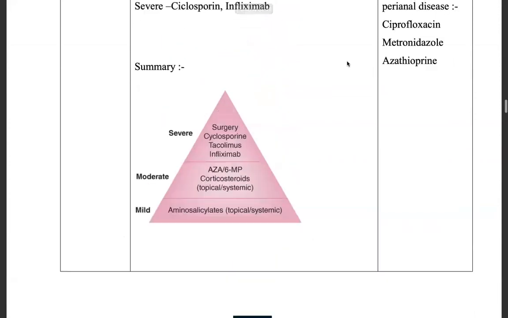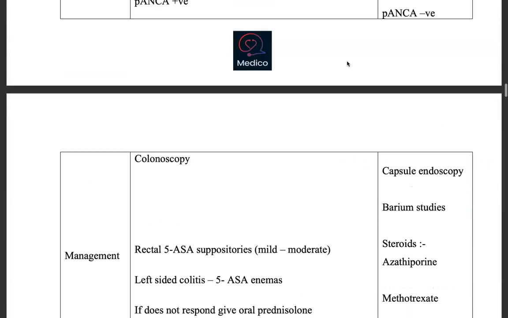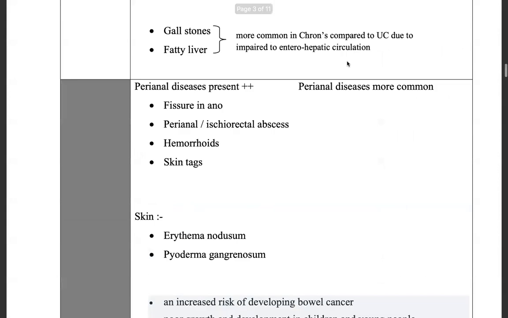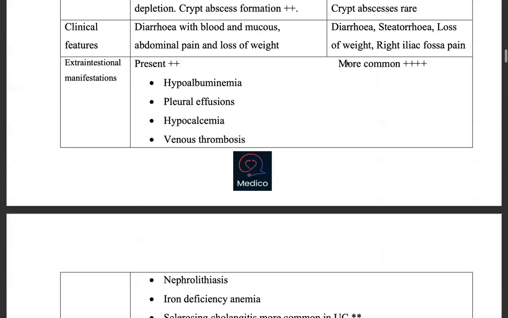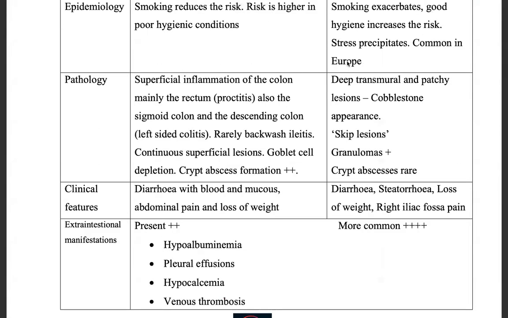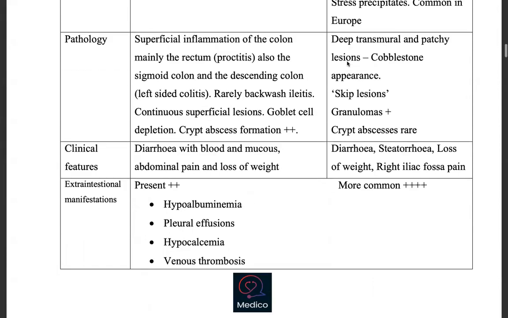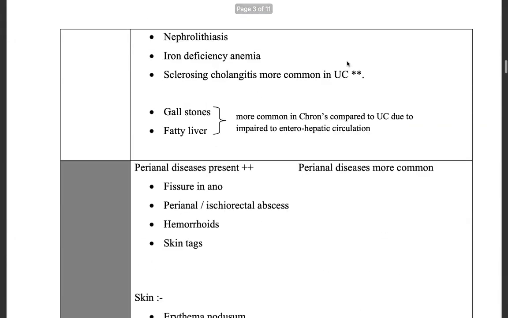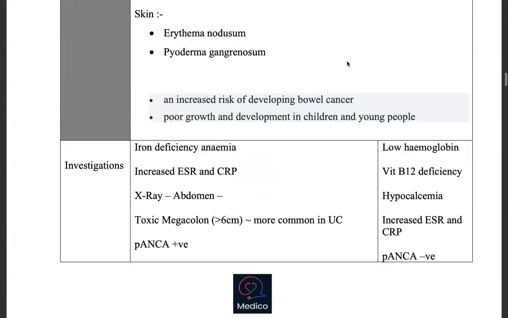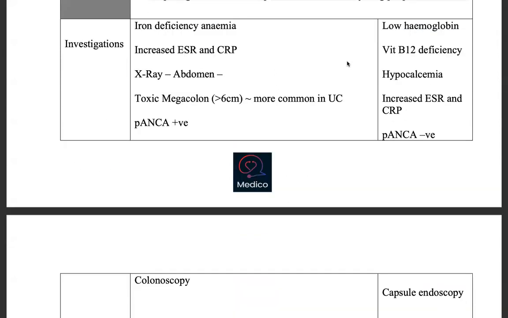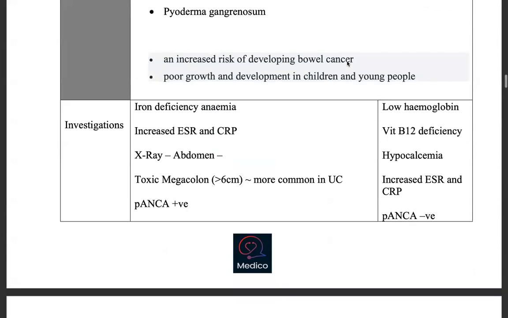So what you should remember is the extraintestinal manifestations, and which extraintestinal manifestations are common for Crohn's and which are common for ulcerative colitis. The main differentiating features when it comes to pathology and also the management. Okay, how are you going to manage, and what investigations would you like to carry out?